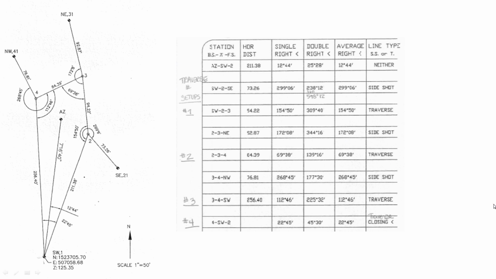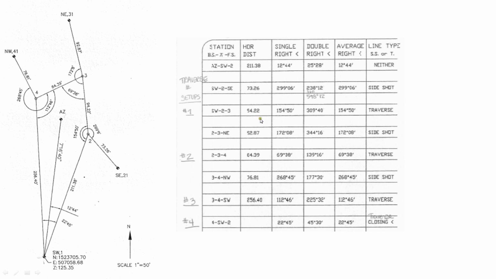This video is on how to create a field book for the Civil 3D project. The first thing that we have is a traverse. It goes from the southwest to point 2 to point 3 to point 4 back to the southwest. We have some side shots here, so we've got the southeast, the northeast, and the northwest benchmarks.